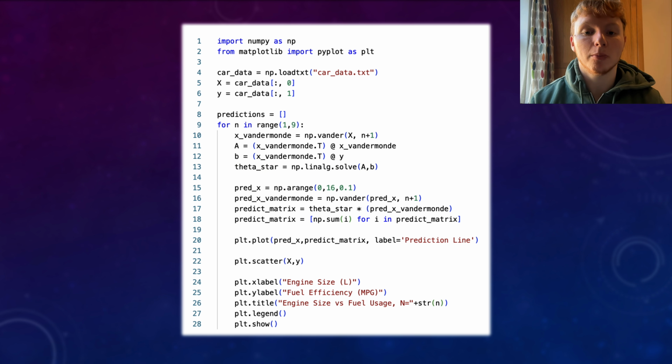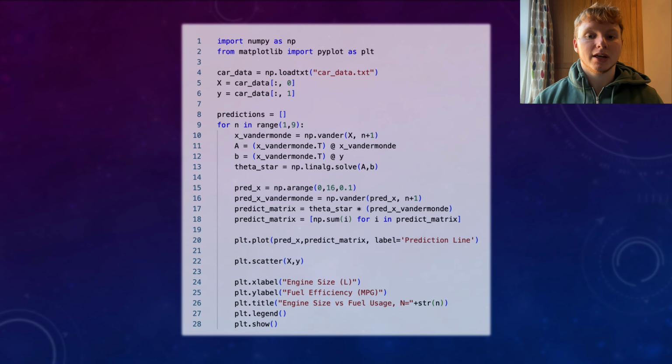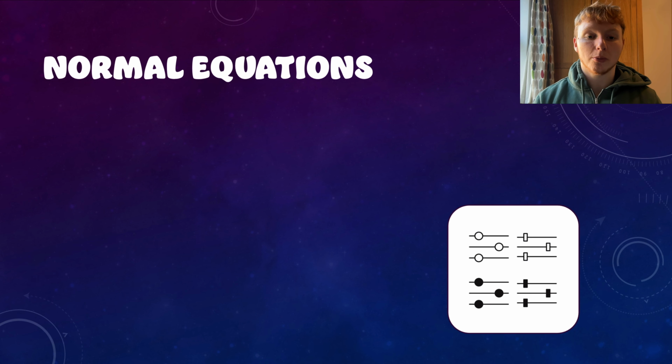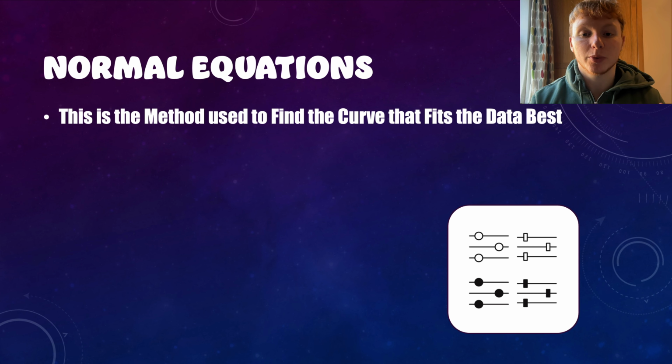This part is performing the mathematics that finds the optimal coefficients for the polynomial. First, we calculate two matrices, A and B. These come from something called the normal equations. In simple terms, this is the method we use to find the curve that best fits the data.